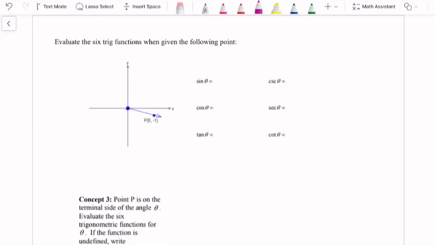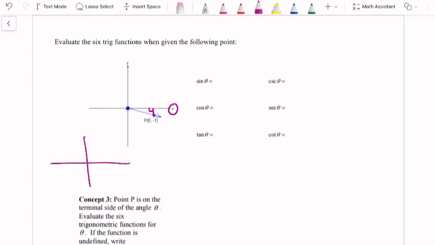We are going to evaluate the 6 trig functions with this point. So we have this point 5, negative 1. Before, when we were evaluating these trig functions, we always had a right triangle that was given to us. Well, in this case, we're going to have to draw the triangle ourselves. So what we're going to do is drop down a leg and create a 90-degree angle with the x-axis. Whenever we make these triangles, it's always going to come from the x-axis.